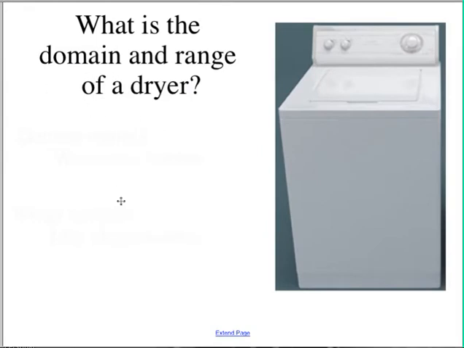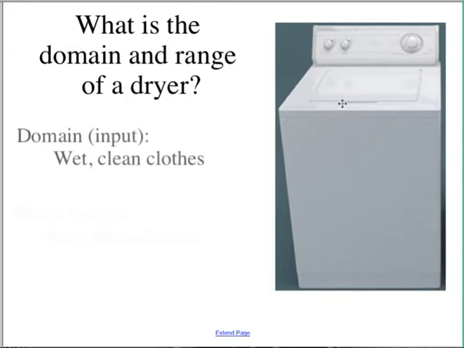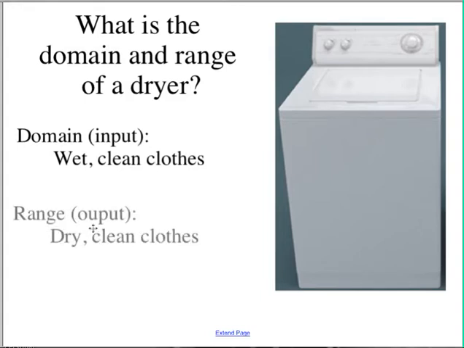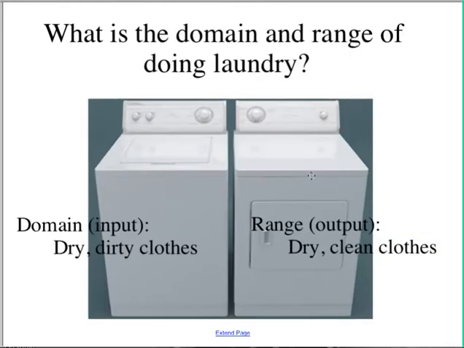The next part we have would be the dryer. So what is the domain and range of the dryer? Well, if you're doing a load of laundry, most likely you're putting in wet, clean clothes, and the output is going to be dry, clean clothes. So now when I compose these two functions together, the domain and range is going to be different than if these were two separate functions. Now my input is dry, dirty clothes, and my output is dry, clean clothes.